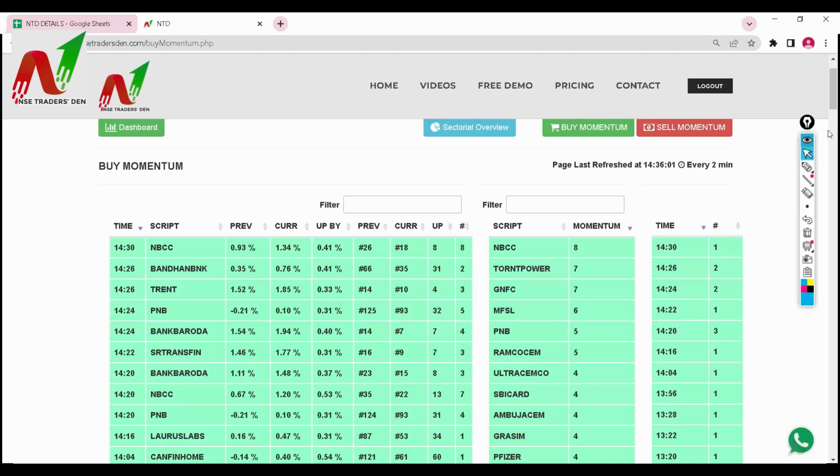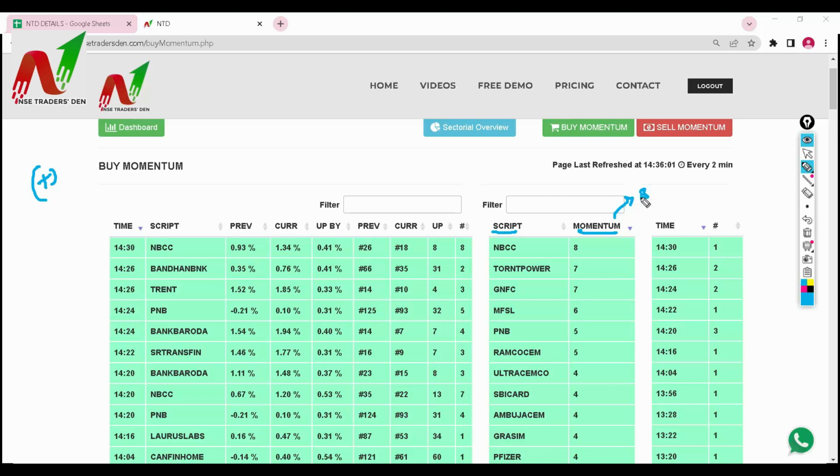The first rule is you have to identify the trend. Once you have identified the trend, in our case the trend is positive. Second, you have to identify the stocks. To identify the stocks, you have a filter. Below the filter you have scripts, you have momentum. Momentum indicates the number of bulk orders.